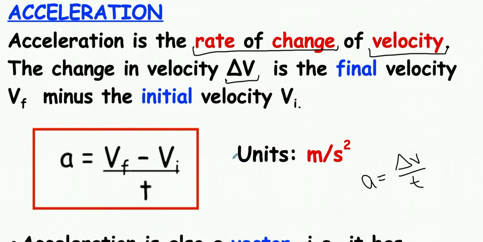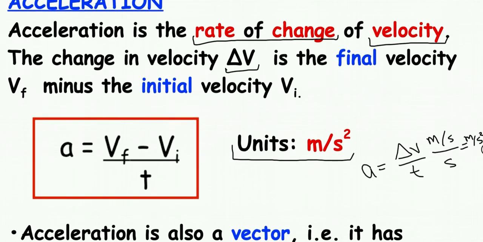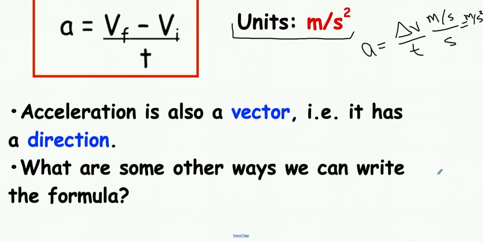Okay, our unit for acceleration, I wrote this once already, is meters per second squared, because we're finding change in velocity, which is meters per second, over time, which is usually in seconds, which gives us meters per second squared. Okay, another thing to think about, acceleration is a vector, so we have to have a direction. So is it increasing going forward, or is it decreasing or slowing down?